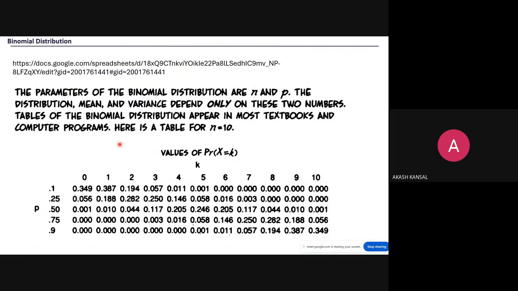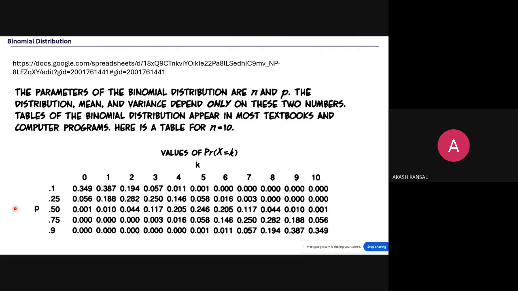Now let's see. So we have a working example. Before that, let me explain what we have here. This is a table where you have the values of probability where X is equal to k. K is the number of successes. Let's say your n is equal to 10, and for that k can be anywhere ranging from 0 to 10. You can have zero successes, one success, two successes, three successes, and so on till 10 successes, right?